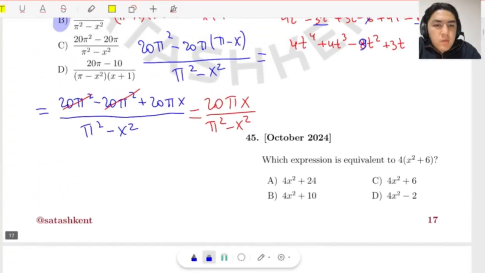And question number 45. Which expression is equivalent to this? 4x squared plus 24. The answer is A.